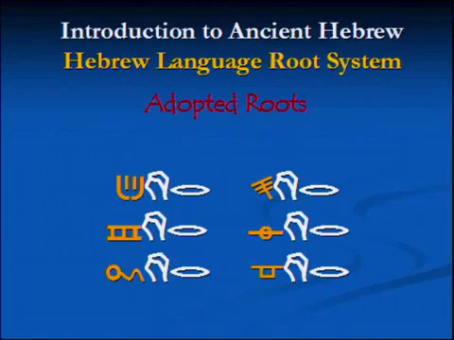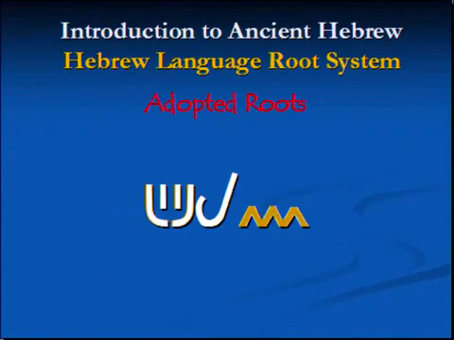All of these words, paras, parak, parach, parad, parats, they all mean to break in some form or fashion. Each one has its own little nuance. These we know. We have the parent root, lach, and then we add another consonant. We're forming an adopted root here, the letter mem, and this is the word malach, or melech.